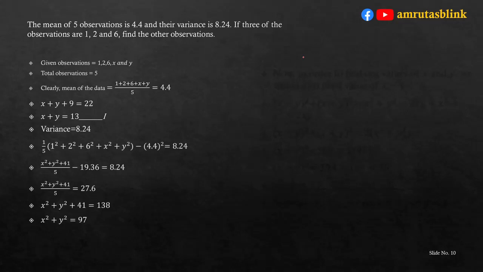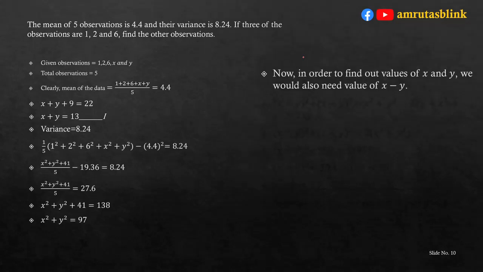Now, in the first equation we have already obtained x plus y is equal to 13, and by simplifying the second part we have got x square plus y square is equal to 97. But in order to find the values of x and y, we need the equations in linear format, such as x plus y, x minus y, 2x plus 3y and so on. So, we will try to find another value by rearranging x square plus y square is equal to 97. Let us say we need to find the value of x minus y.